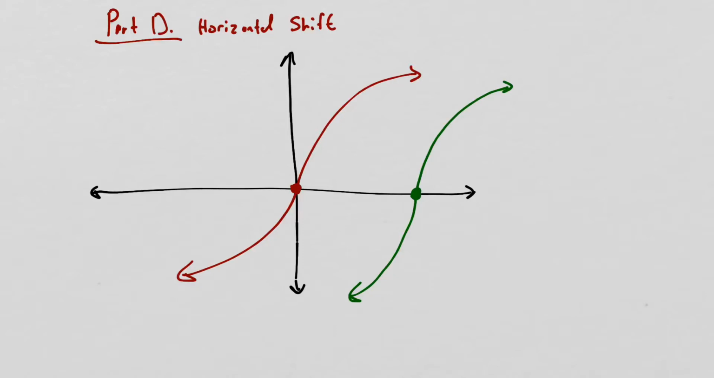So, to change our red graph into a green graph, what we need to do is shift all the x values on our graph by a uniform amount. And this is going to be done algebraically with the following equation.